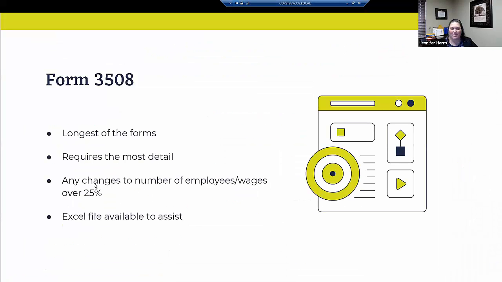Which I'll change the slide. Any reduction to number of employees or wages over 25%. Brian caught you on that one. Yes, he did.